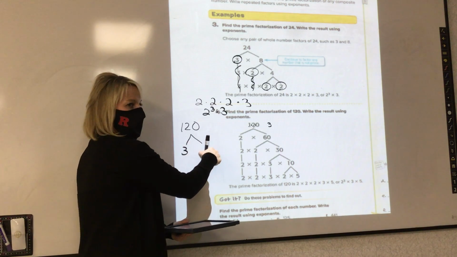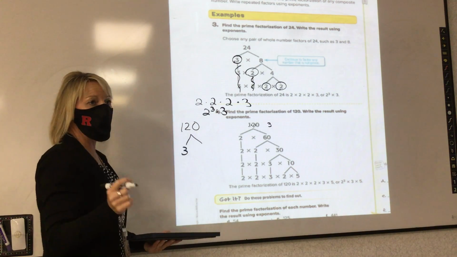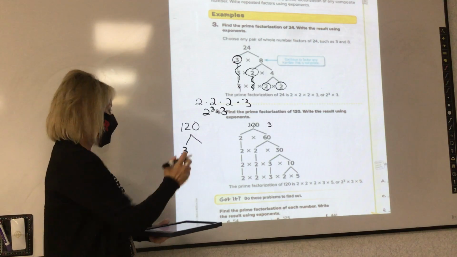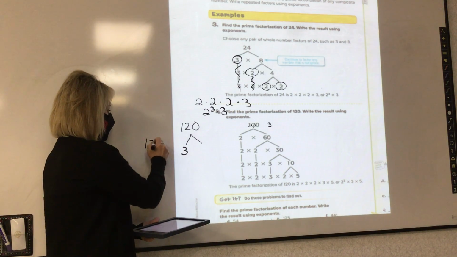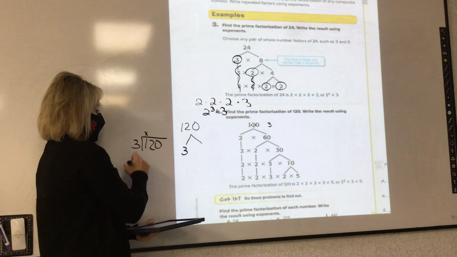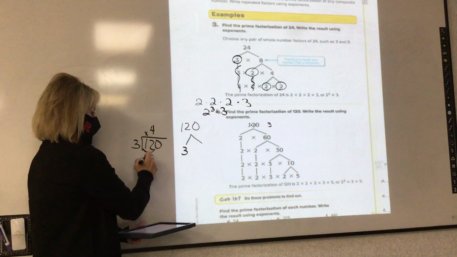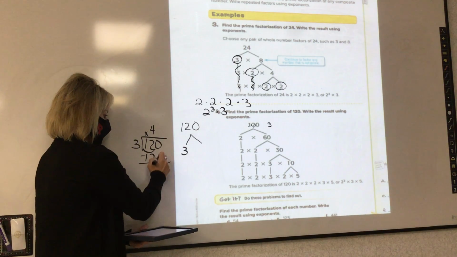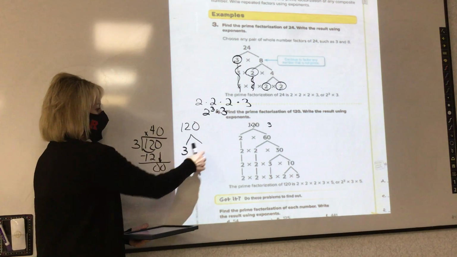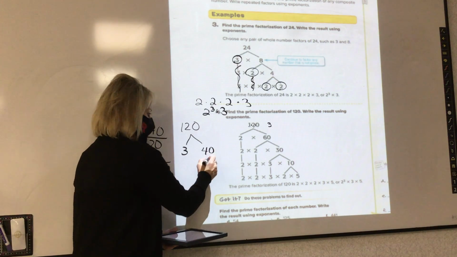Now, how do I figure out what that other number is? You divide it. And if you can't do that in your head, which is okay, I don't expect you to, you come over to the side and you show 120 divided by 3. 3 doesn't go into 1, but it goes into 12. 4 times 3 is 12. Bring down the 0, so my answer would be 40. I'm going to split that 40.